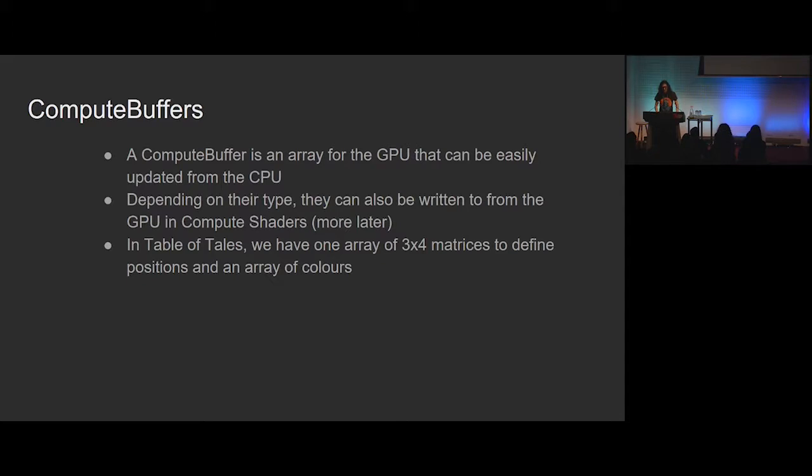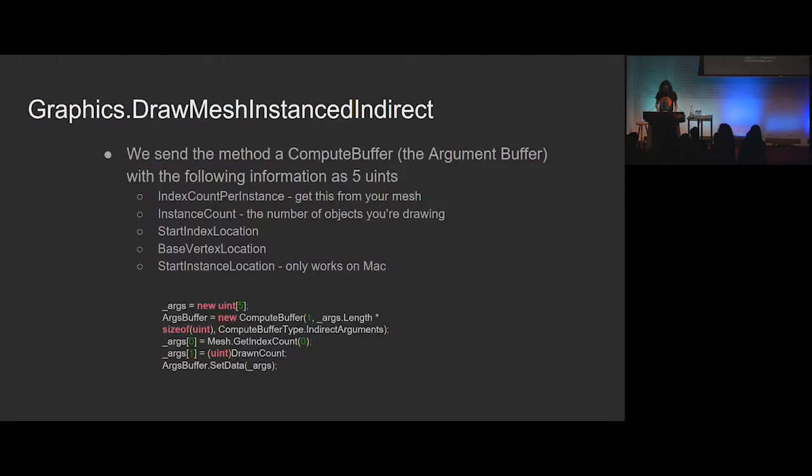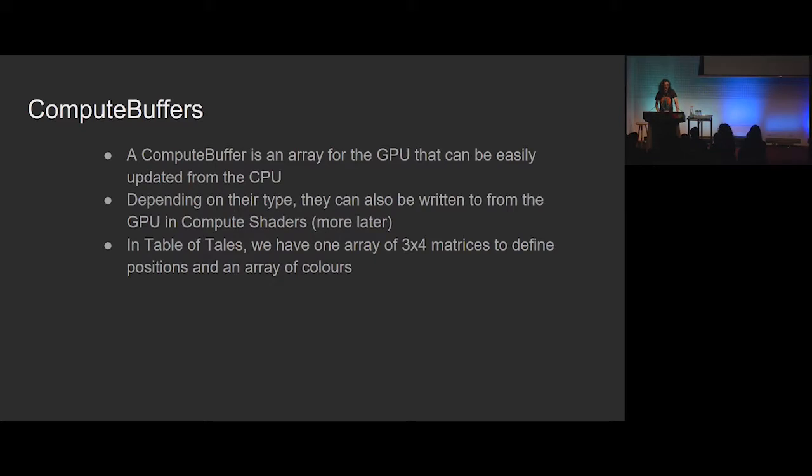So a compute buffer is an array on the GPU, but it can easily be updated from the CPU. Some of them, depending on how you bind it, can also be updated from the GPU if you want to have work on the GPU feeding into more work, and we'll look at that later. So yeah, in Table of Tails, we have that color array and we have a transform array. The interesting thing about that is, while you think of when you transform a point, you use a 4x4 matrix, that last row is always going to be 0, 0, 0, 1, so we can just drop that and send through 3x4 matrices, and immediately we've saved 25% of that bandwidth, which is a nice little saving.